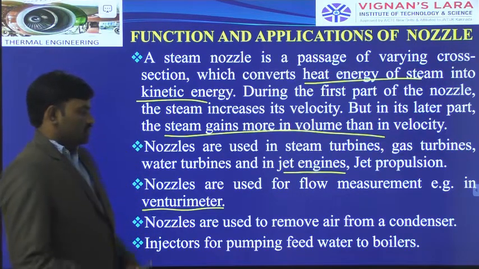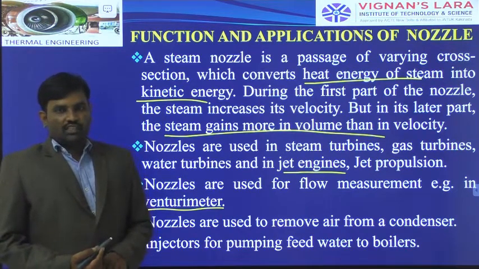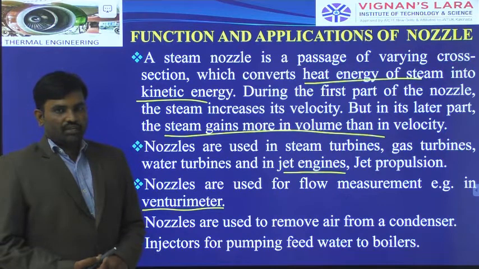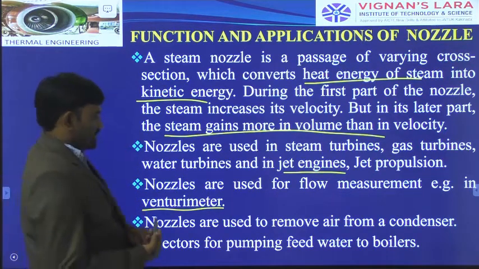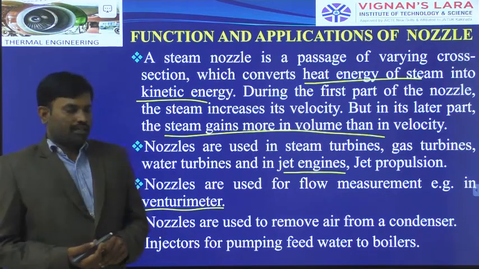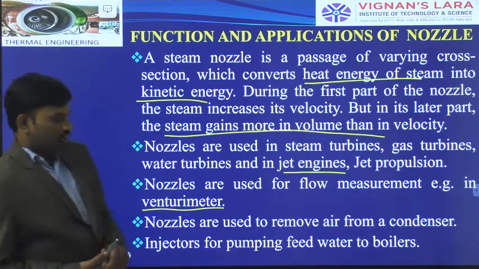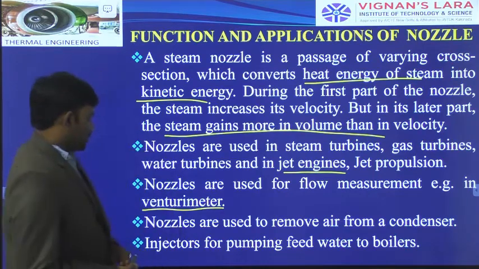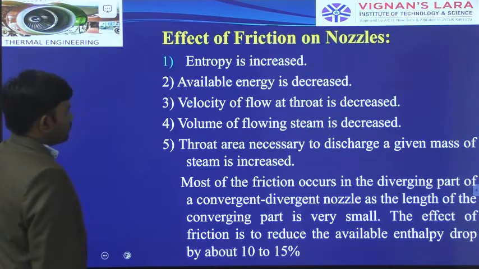Nozzles are used to remove air from a condenser. With the help of nozzles we are removing the air from the condenser, so that it condenses the low pressure exhaust steam from the turbine for the condensation process. Injectors are used for pumping feed water to the boilers. We are using injectors for pumping the feed water to the boiler section.